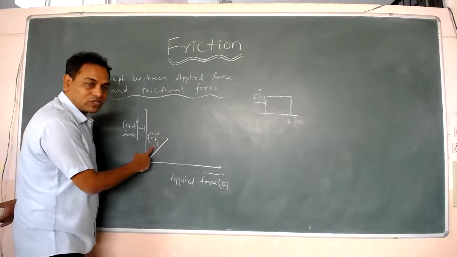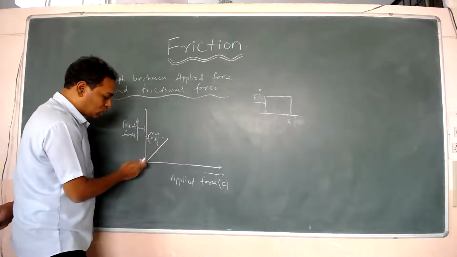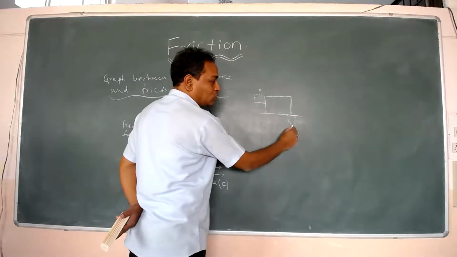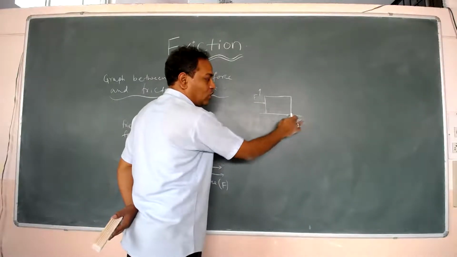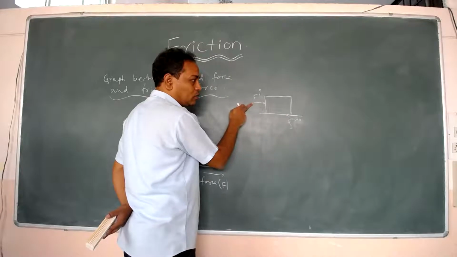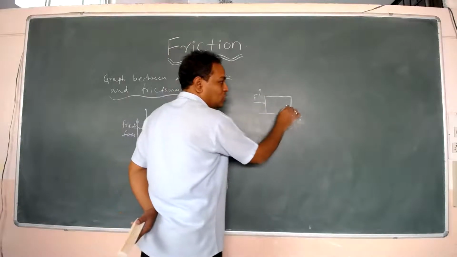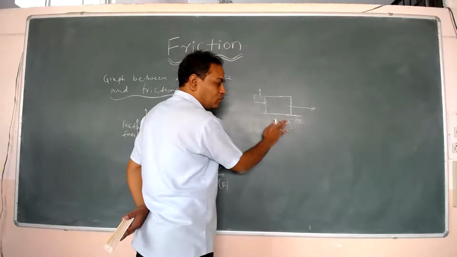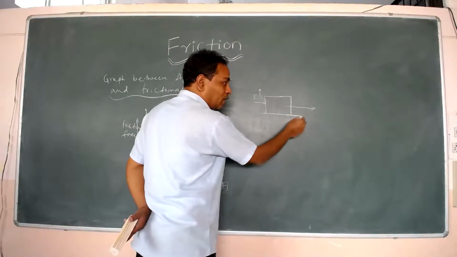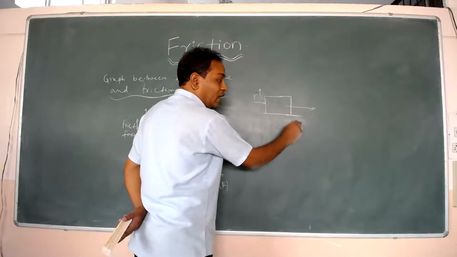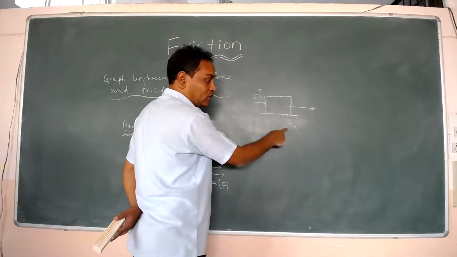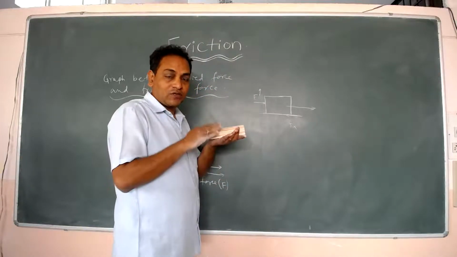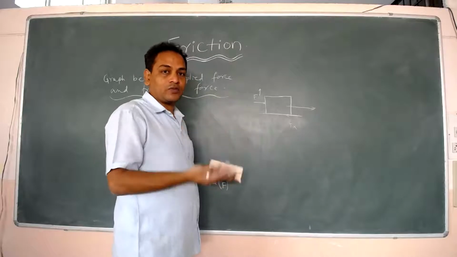FL means limiting friction or maximum static friction. So up to this it will be linear. When the maximum force is applied, that much maximum frictional force is developed. Beyond this force, the body will start moving in this direction. During that time this maximum friction will not be there. The frictional force is then said to be kinetic friction. The kinetic friction during the motion reduces. That means the friction will be less than the maximum static friction.